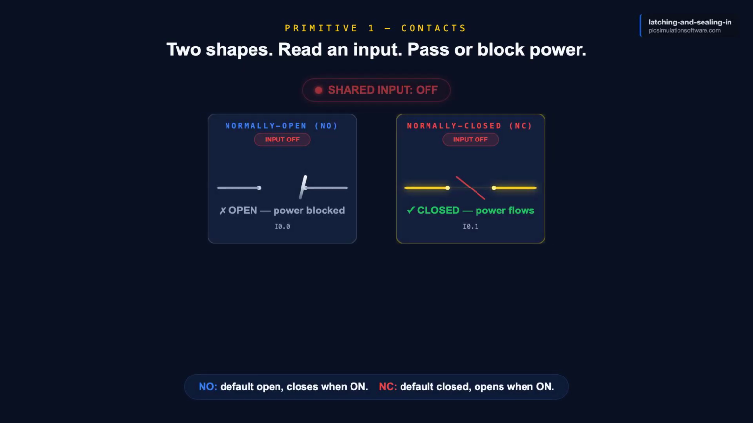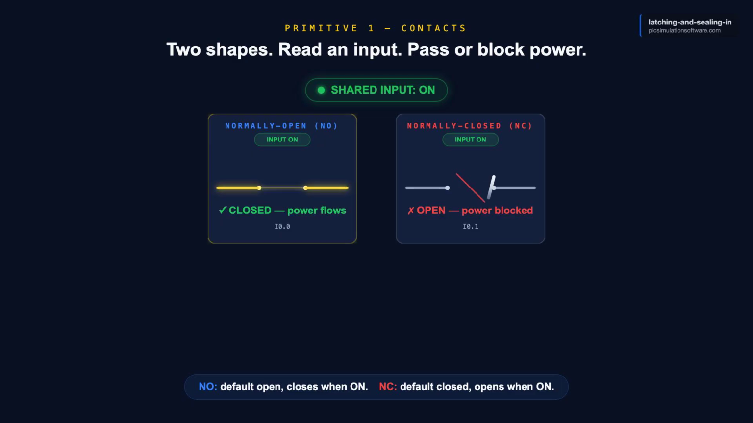The first primitive is the contact. A contact is a switch on the rung that reads an input. A normally open contact is drawn as 2 short vertical lines with a gap in the middle. When the input it reads is off, the contact is open and power does not flow. When the input is on, the contact closes and power flows past it. A normally closed contact is drawn the same way, but with a diagonal line across the gap. It behaves the opposite. When its input is off, it is closed and power flows. When its input is on, it opens and power stops.